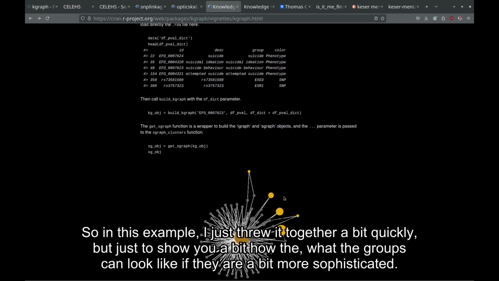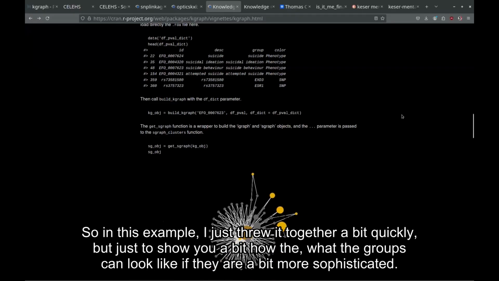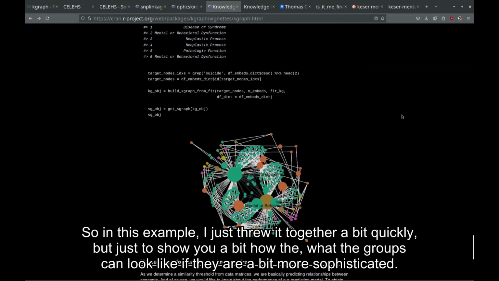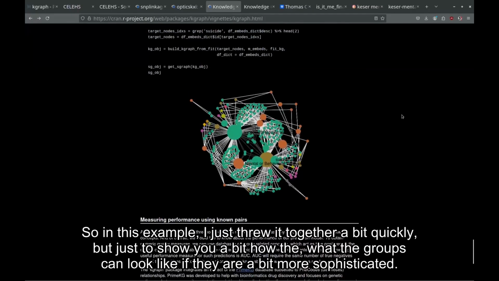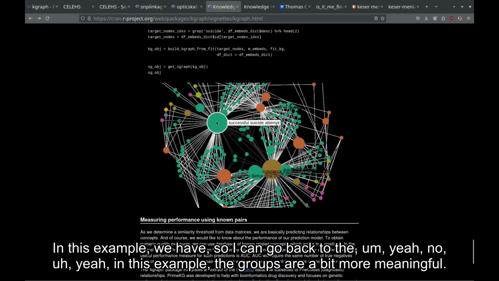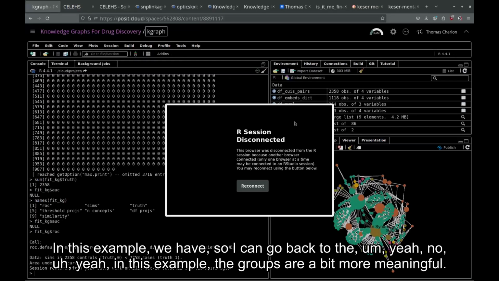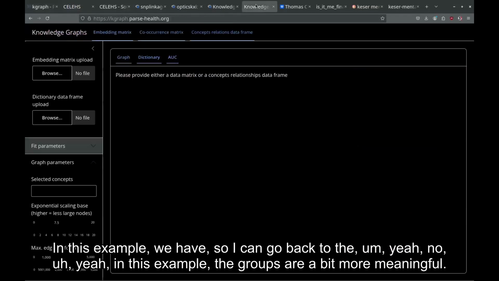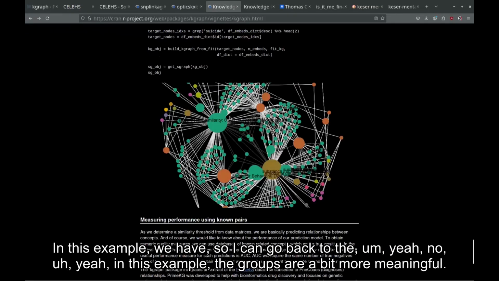So in this example, I just threw it together a bit quickly, but just to show you what the groups can look like if they are a bit more sophisticated. In this example, we have, so I can go back to the, yeah, no. Yeah, in this example, the groups are a bit more meaningful.